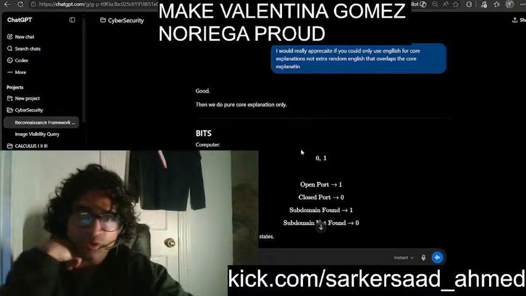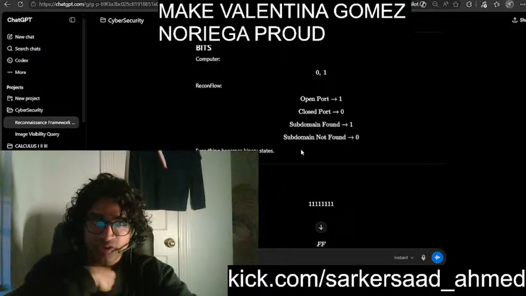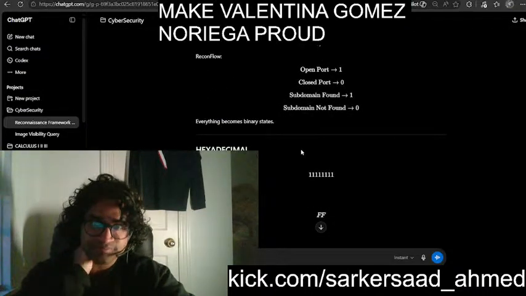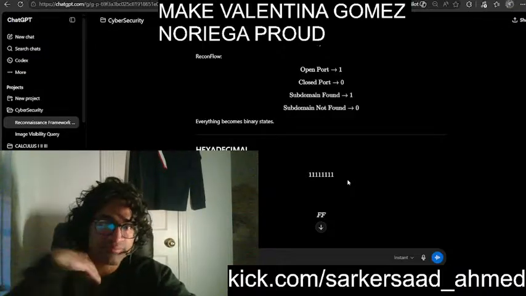So, bits. A computer has 0 and 1. If you have an open port, that's 1, closed port 0, subdomain found 1, subdomain not found 0. So everything will become a binary state. If you have a binary that's all 1s, it's hard to read. In hexadecimal, it shortens it. So you have F and F.